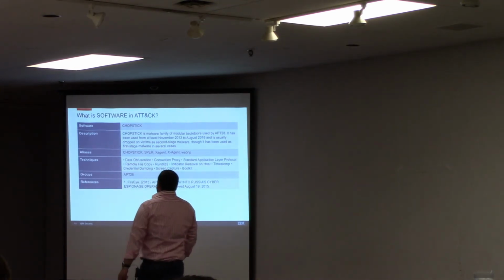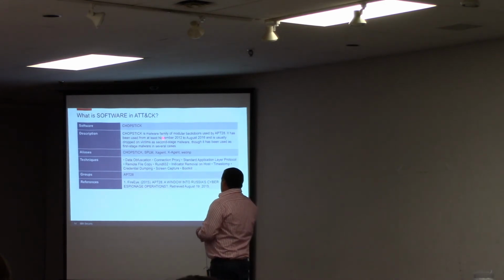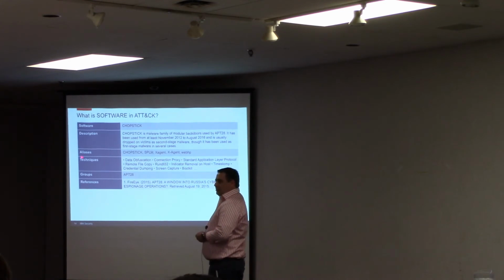Finally, they also enumerate the actual software. So this is an example of Chopstick. Chopstick is the software that's used by that threat group. This is a piece of malware. These are all the techniques that Chopstick is used in. It's used to obfuscate data, it's got a proxy in it, it's got remote file copy in it, it leverages rundll32 to persist itself, it does screen capturing, it does credential dumping. Obviously it's a pretty bad piece of software. You don't want this in your environment, right?